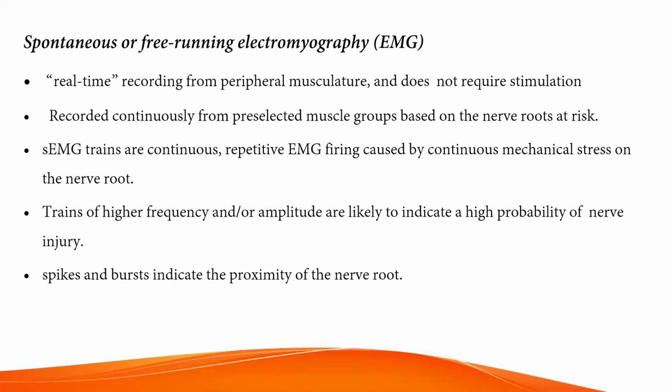Okay, we'll come to the EMG. It is spontaneous EMG. It's a real-time recording from peripheral musculature and does not require stimulation. It records continuously from a pre-selected muscle group based on the nerve roots at risk. With spontaneous EMG, whenever there is injury, there will be a single sudden burst of EMG firing. When the nerve roots are under compression or mechanical stress, there will be continuous repeated EMG firing. When we are approximating the nerve roots, a single spike or burst will indicate we are near the nerve roots.